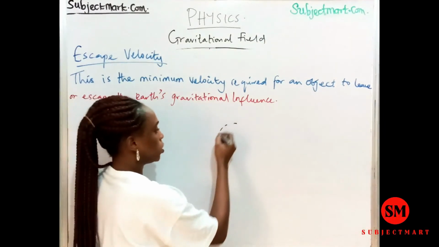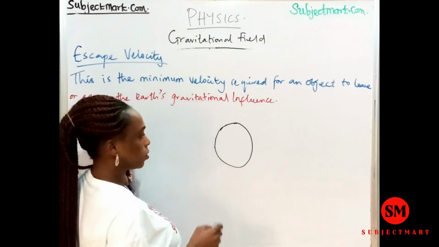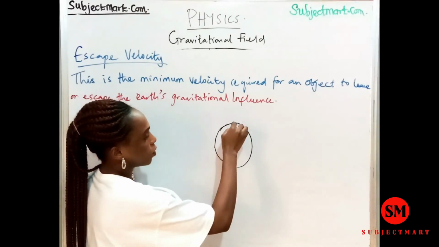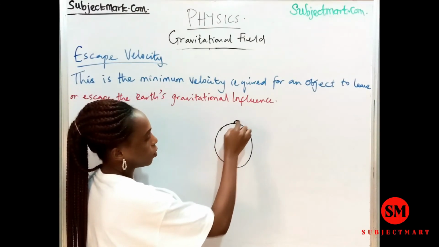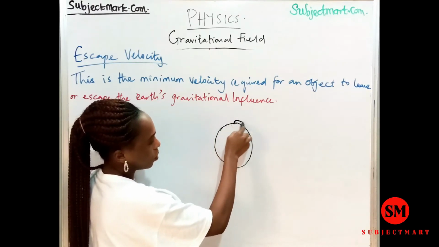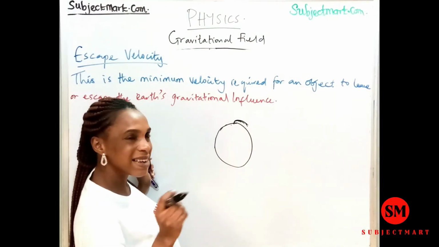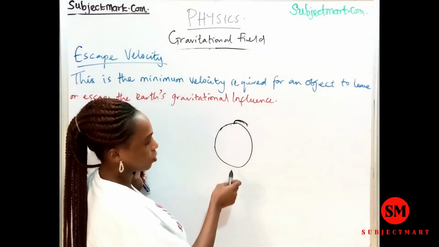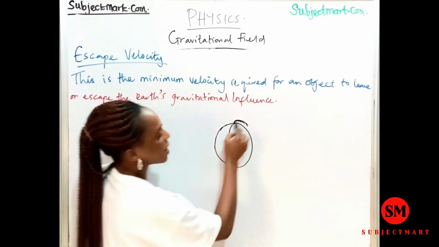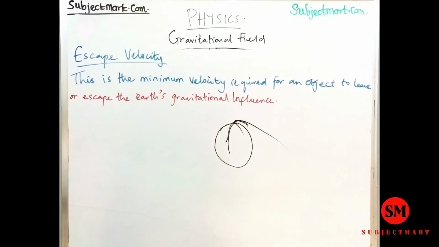I'm going to give an analogy. Let's say this is the Earth. So for a particular object to come out of the Earth, it requires a particular velocity. And that minimum velocity, the least velocity required, is called the escape velocity. So at a particular velocity, an object is able to escape from the surface of the Earth.